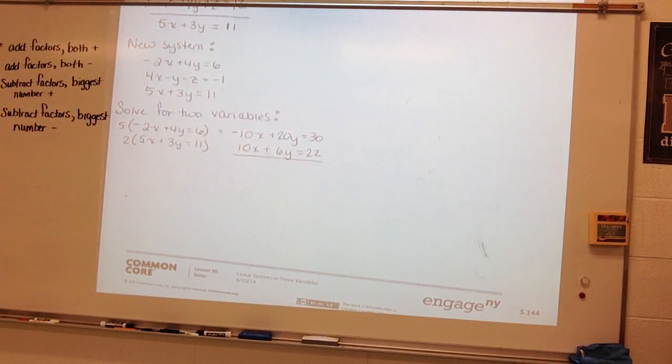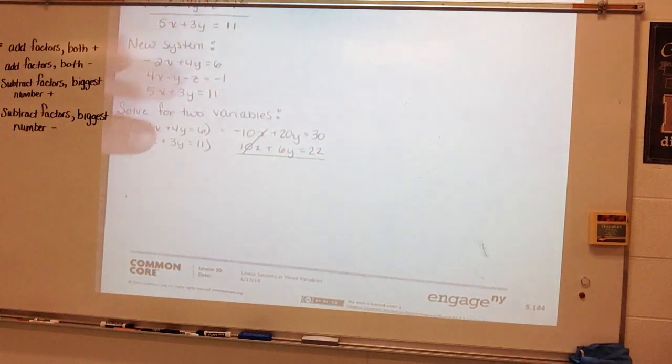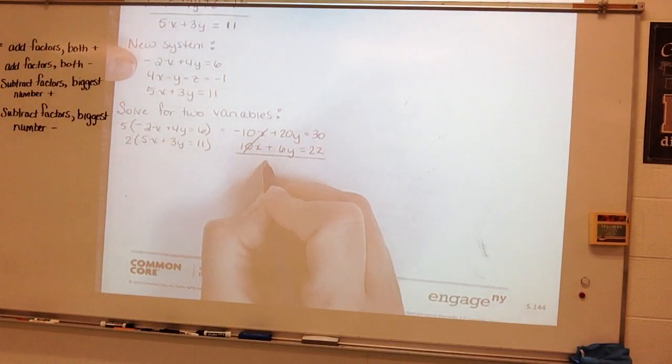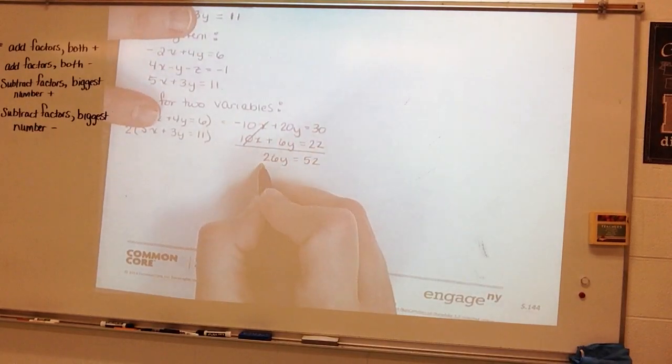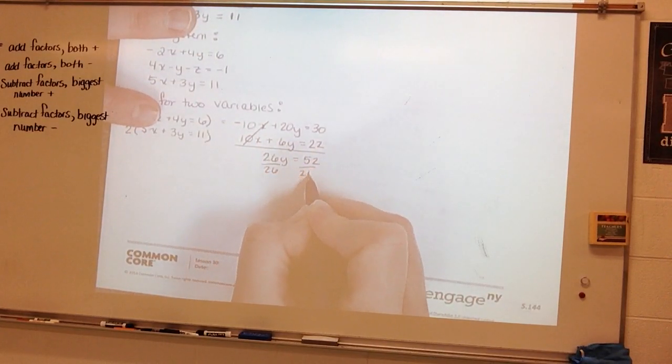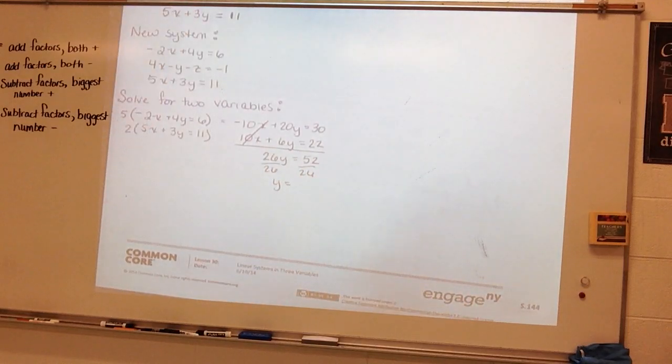Alright, and I can add those two equations together. So I get 26y is equal to 52. Divide by 26, and I get y is equal to 2.